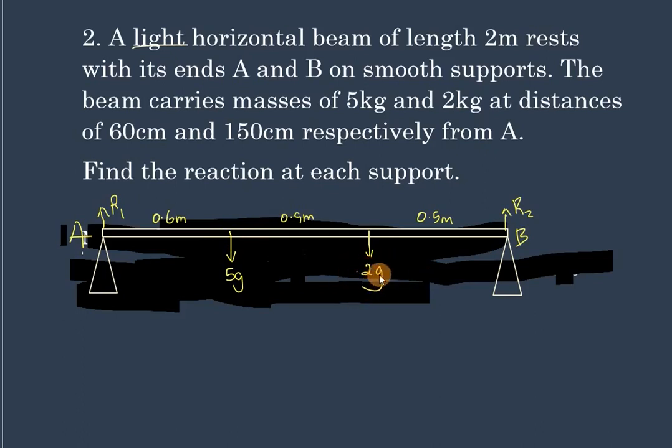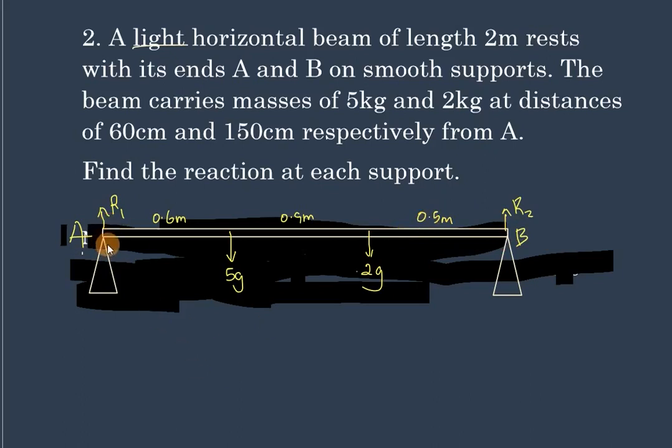Then 2 kg, the weight is 2 times gravitational acceleration, 2G. It is at a point 150 centimeters from A. It is got from 0.9 and 0.6: the first 0.6, you add 0.9 to get 1.5 meters. Then the remainder, since the beam is 2 meters and this is 150 from A, should be 50 centimeters towards B, which is 0.5 meters.